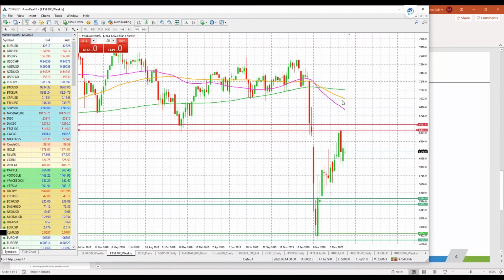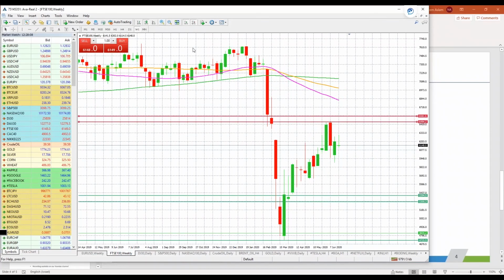Now, again, on the FTSE 100 weekly chart, what we see is that a massive bearish candle is about to be formed, as you can see from here.